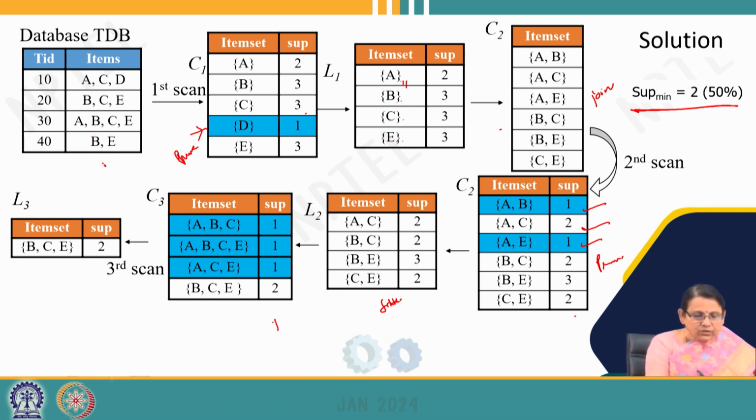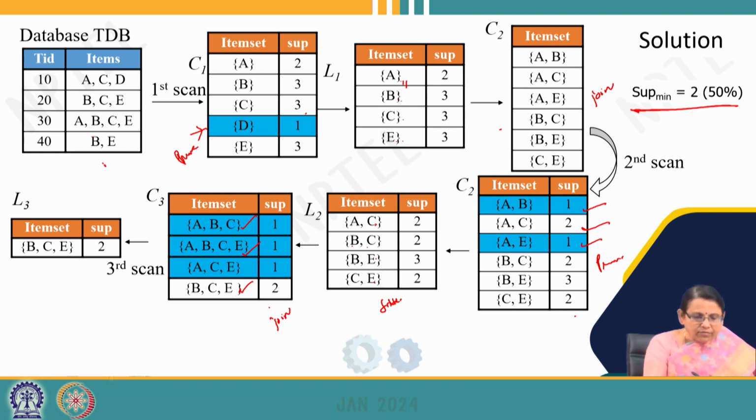you try making a join. How do you make the join? The join is AC, BC. So, ABC. AC, BE. So, ABCE. BC, BE. So, BCE, this. Then BE, CE, BCE, this is already there.